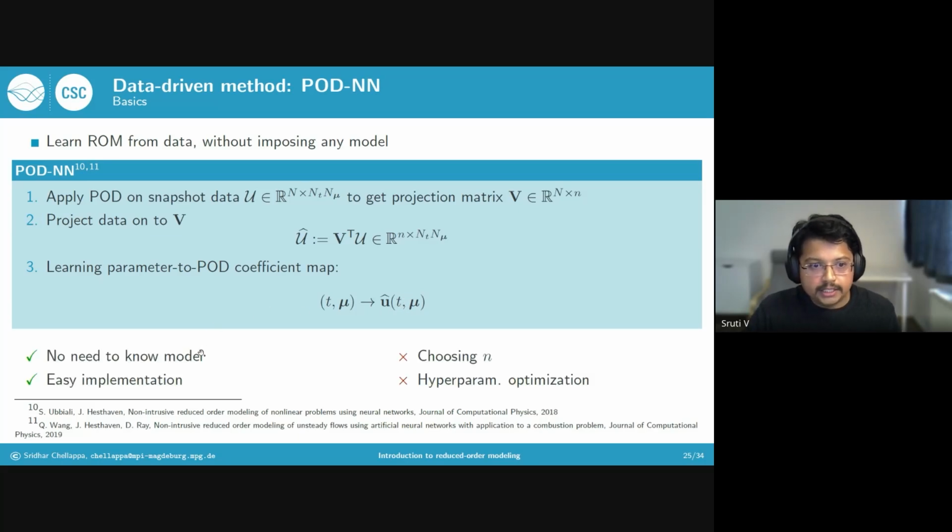Once again, the advantages are similar to operator inference. You don't need to know the model, and the implementation is easy. Because you have to learn this map using some kind of a neural network, you need to look at hyperparameter optimization as well as a critical factor.